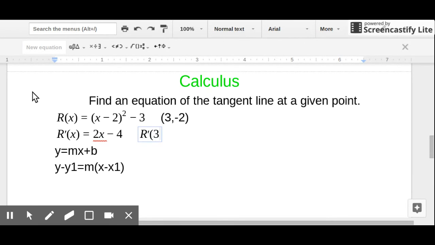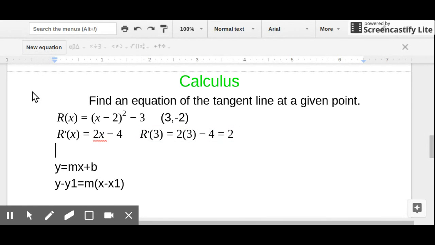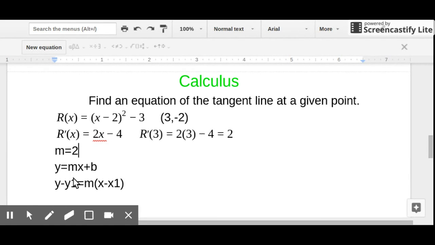We want to plug in our x coordinate. We get 2 times 3 minus 4. Right, so we want to go ahead and simplify that. We're going to have 6 minus 4 is 2. Okay, so it looks to me like the slope m, I think we're using a small m, is equal to 2. Okay, well, we got everything we need now.